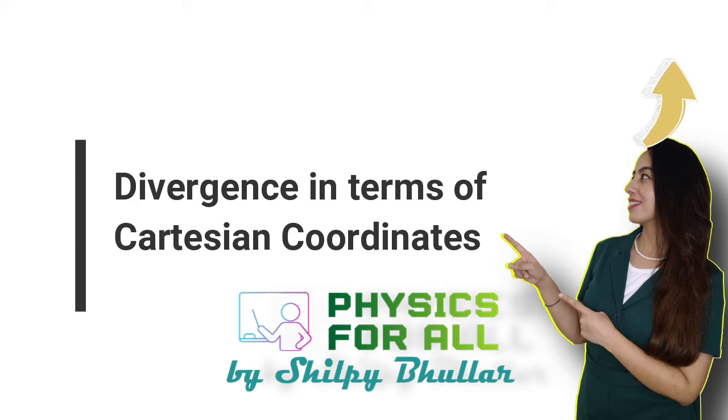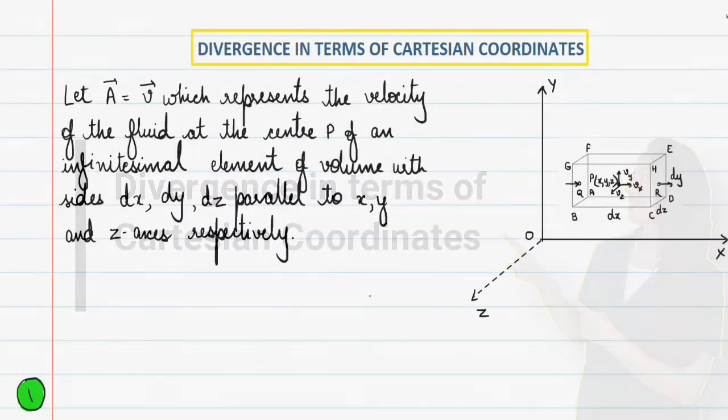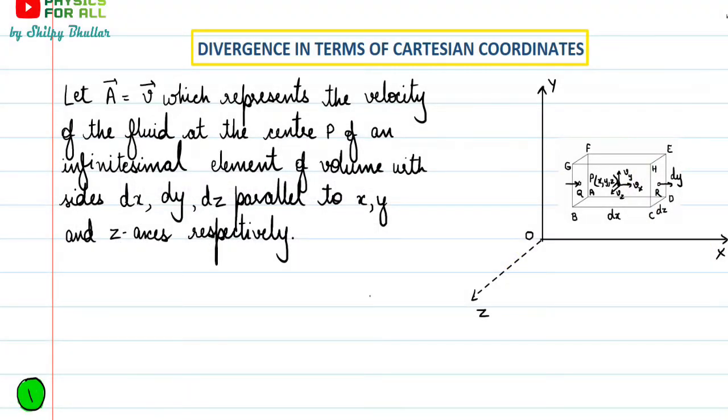In the previous video, we discussed the physical significance of divergence. And now we have to understand divergence in terms of Cartesian coordinates so that we can use it mathematically in our derivations. So let's get started.